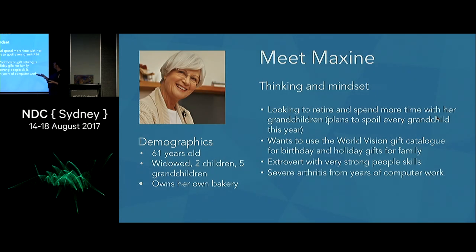This is Maxine. She's 61, widowed. She's got 2 children, 5 grandchildren. She owns her own bakery. She wants to use a gift catalog for birthday and holiday gifts for family. She's an extrovert. She has severe arthritis from years of computer work, from managing her own business.